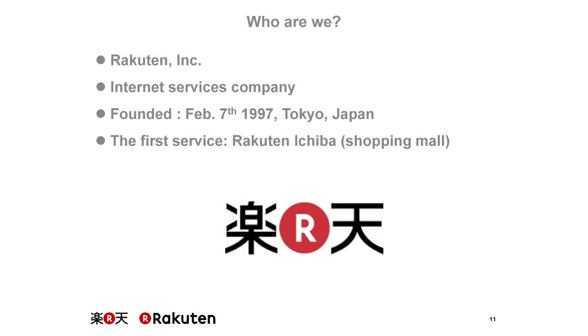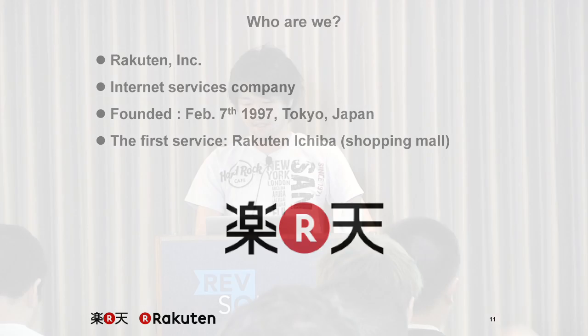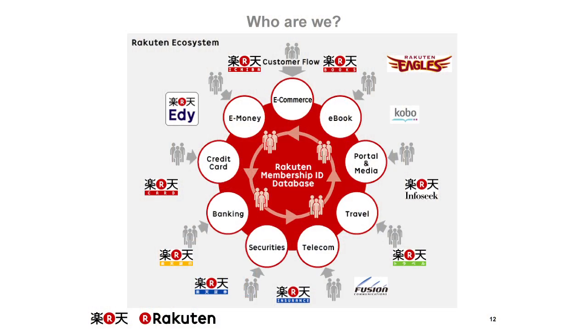Okay, the next is about the company Rakuten. Rakuten is an internet service company founded in 1997 in Tokyo, Japan. So 15 or 16 years have passed since the birth of Rakuten. At the beginning, we were only running a shopping mall service called Rakuten Ichiba. But currently, we are offering various kinds of services, such as an e-book service with Kobo and a travel booking service. As you can see at the left side, we have financial services such as banking, credit card, and securities. All the services are connected by a membership program, forming a big ecosystem. And we also have a professional baseball team, Rakuten Eagles.